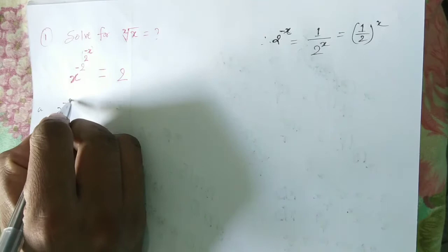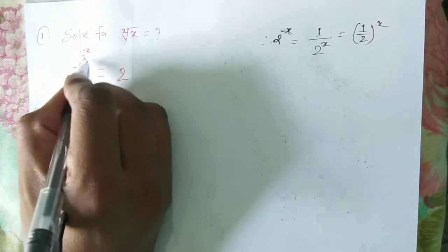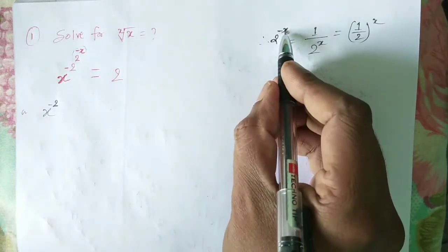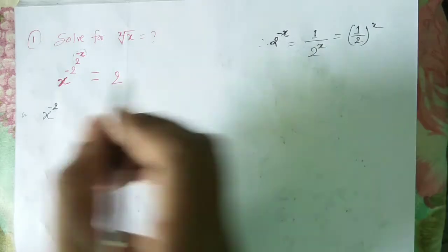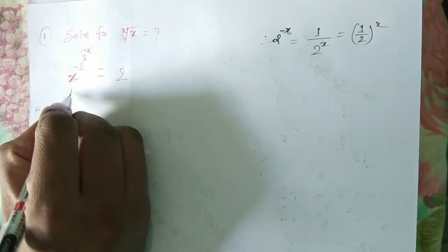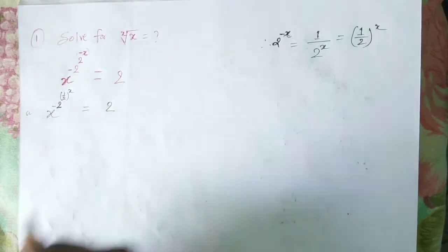See here we have 2 to the power minus x, and 2 to the power minus x can also be written as 1 by 2 whole to the power x. So we can write here 1 by 2 whole to the power x, and this is equal to 2.